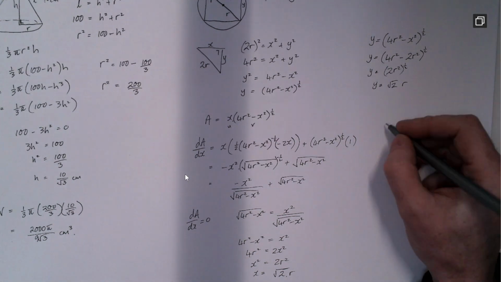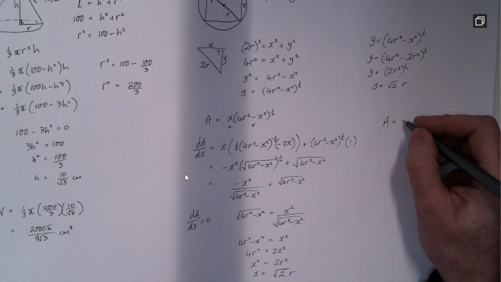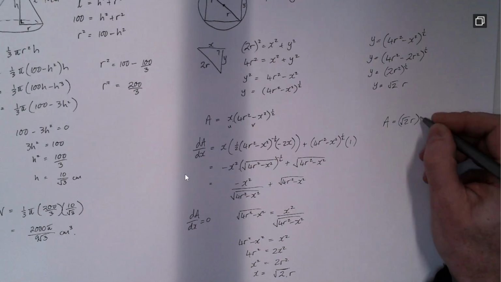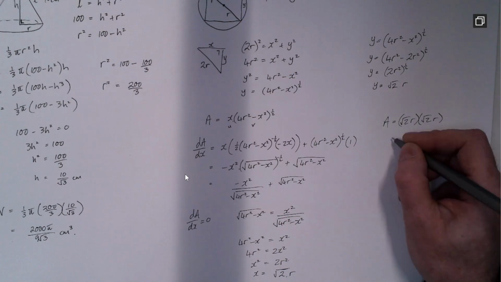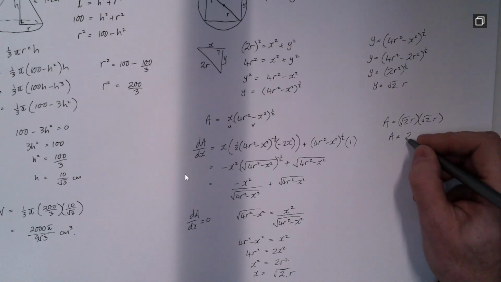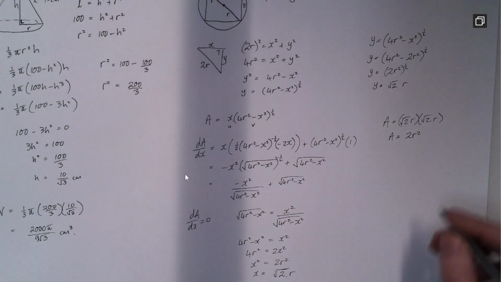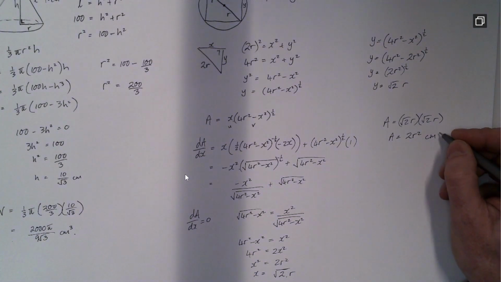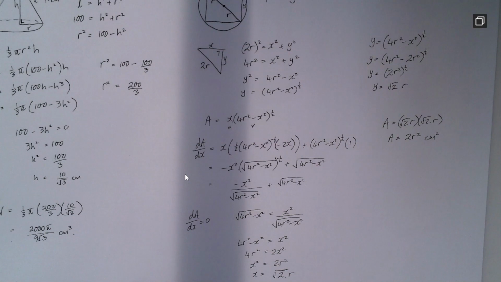So the maximum area, the area equals the square root of 2r times the square root of 2r, so the area equals 2r squared centimeters squared. Hopefully it's 2r squared. It is hard to still figure out, but your area is 2r squared.